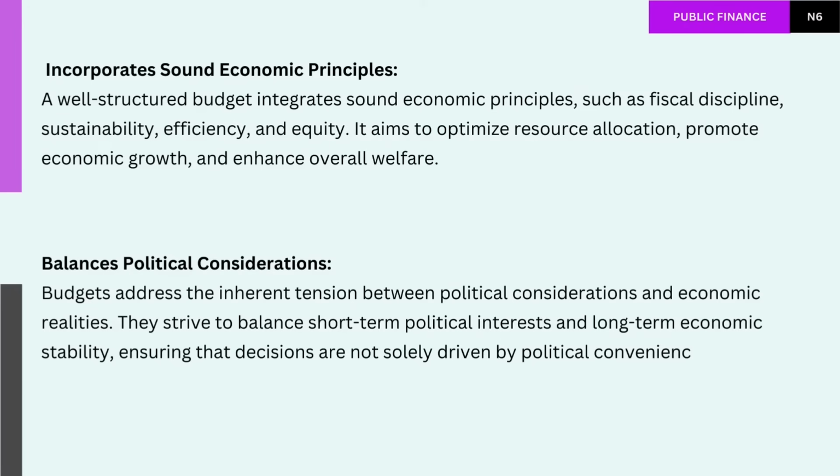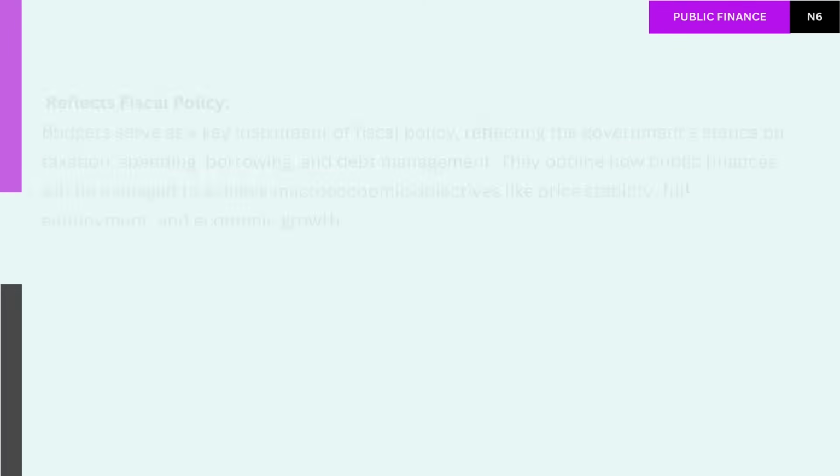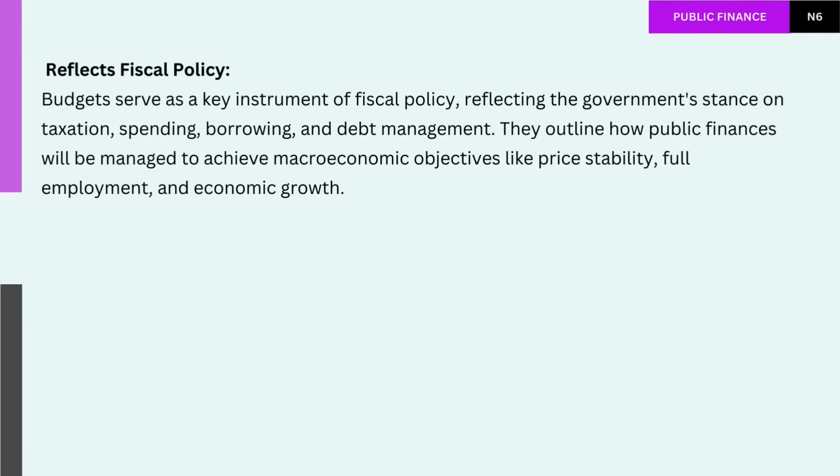They strive to balance short-term political interests and long-term economic stability, ensuring that decisions are not solely driven by political convenience. 5. Reflects fiscal policy. Budgets serve as a key instrument of fiscal policy, reflecting the government's stance on taxation, spending, borrowing, and debt management. They outline how public finances will be managed to achieve macroeconomic objectives like price stability, full employment, and economic growth.